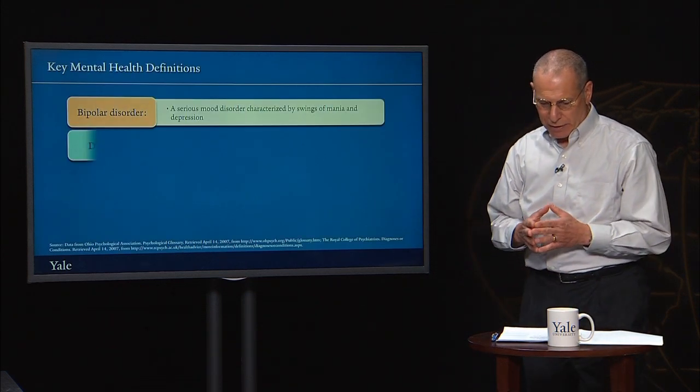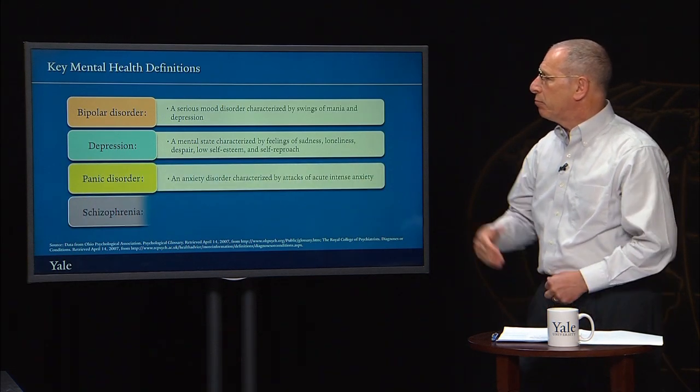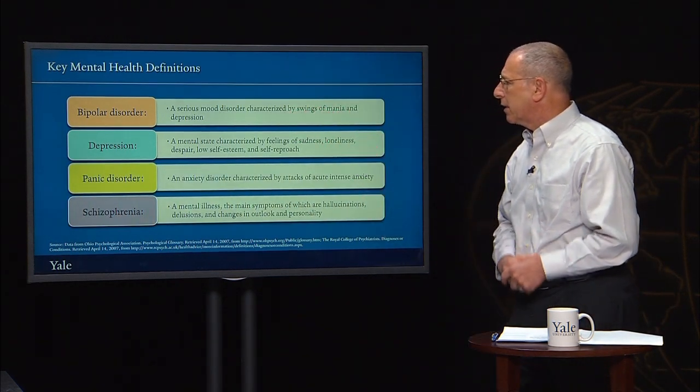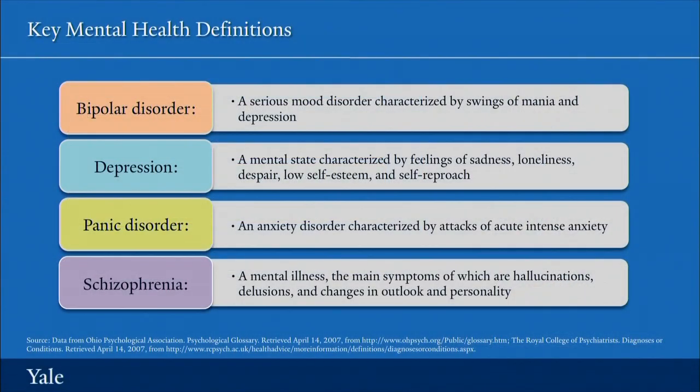Let's look at a graphic that briefly defines these disorders. Bipolar disorder is a serious mood disorder characterized by swings of mania and depression. Depression is a mental state characterized by feelings of sadness, loneliness, despair, low self-esteem, and self-reproach. Panic disorder is an anxiety disorder characterized by attacks of acute, intense anxiety. And schizophrenia is a mental illness, the main symptoms of which are hallucinations, delusions, and changes in outlook and personality.